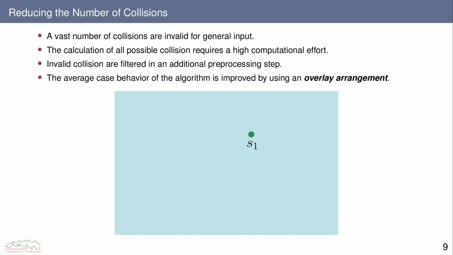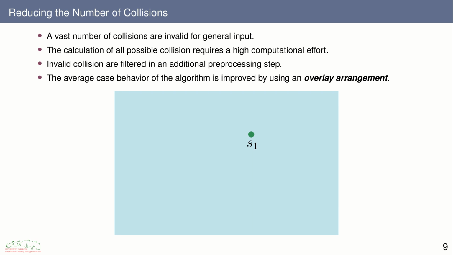Now, experiments quickly indicate that a vast number of the collisions are invalid for general input. As the computation of all possible collisions is expensive, we want to filter out as many of them as possible in an additional preprocessing step, using a so-called overlay arrangement to improve the expected case complexity of our strategy. Note that from here on we will assume that for each site the corresponding weight is independently sampled from some probability distribution.